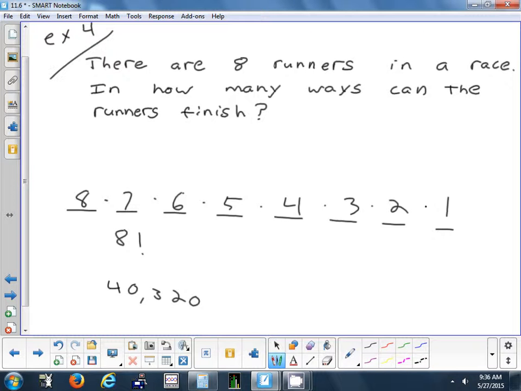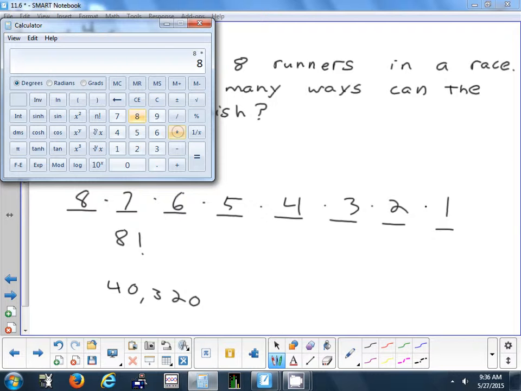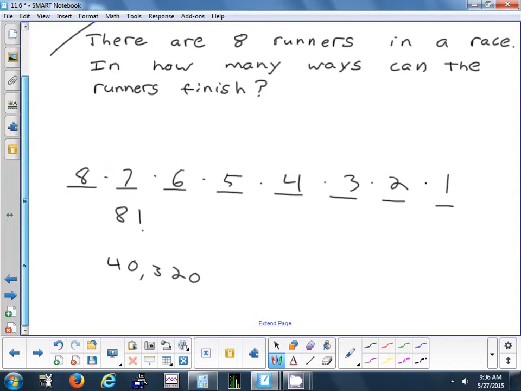So now you could figure out the probability if somebody said, if you predict the exact order that these 8 runners finish in, maybe you win a prize. Well, you have a 1 out of basically 40,000 chance of predicting it perfect. Now, if somebody just said, predict the top 3, you got a better chance of doing that. To predict the top 3 runners, you have a 1 out of 336 chance. That's a lot better odds to predict the first 3.